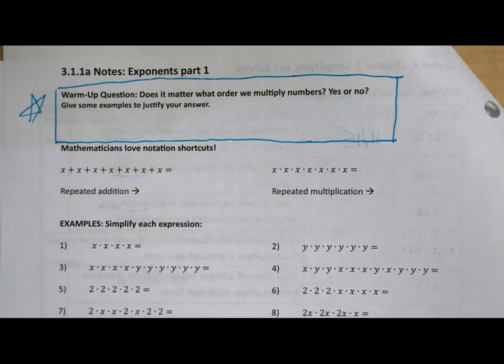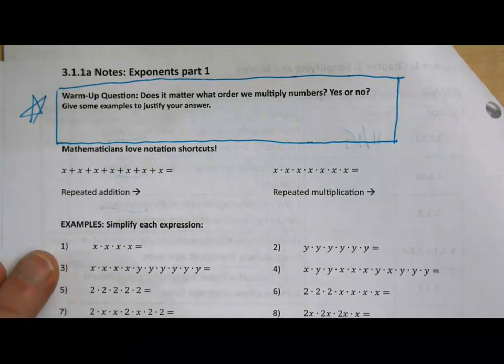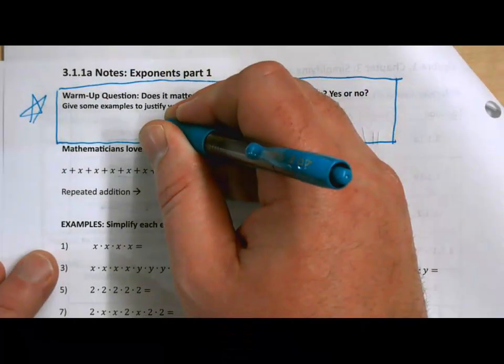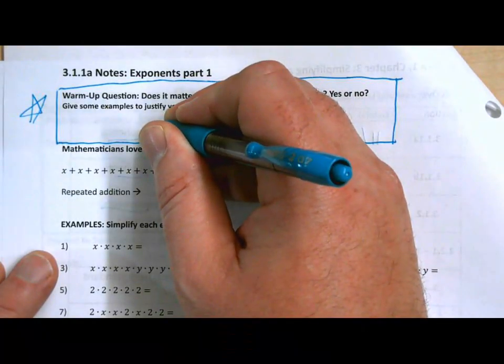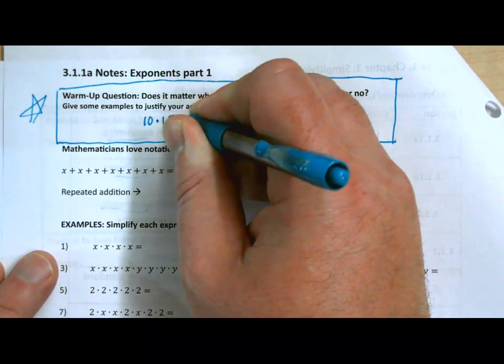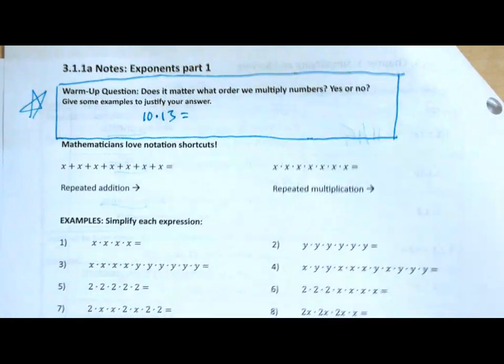I'm seeing a little bit of both. Can somebody give me an example to justify? Does anybody want to volunteer to give me an example? Give me an example of 2 numbers that we could multiply. Can you make them a little simpler so that we can do them in our head? 10, I like 10. 10 times 13. Do you guys know what 10 times 13 is?